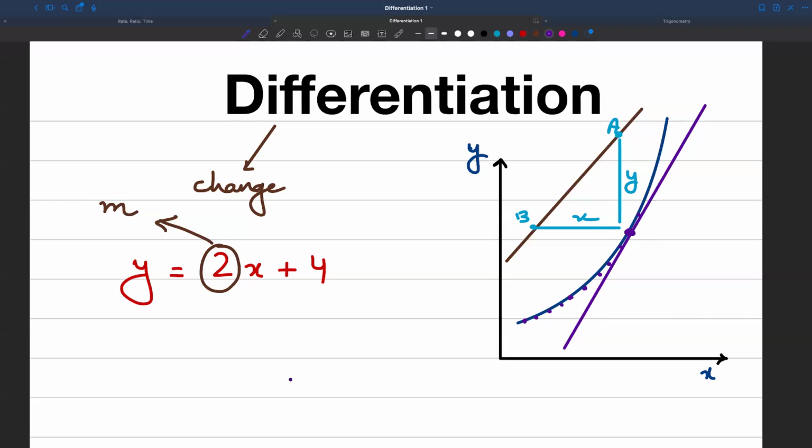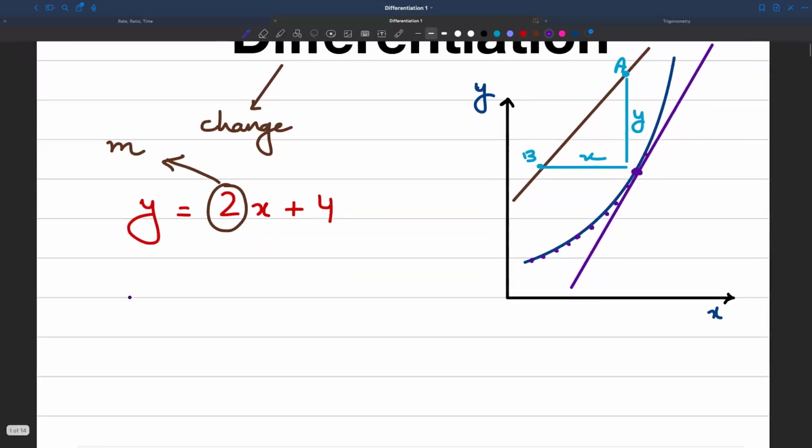So we will represent differentiation by writing dy by dx. Dy basically means a change in y, dx means a change in x, and change of y upon change of x actually means the gradient, right? Change of y with respect to x actually means the gradient.